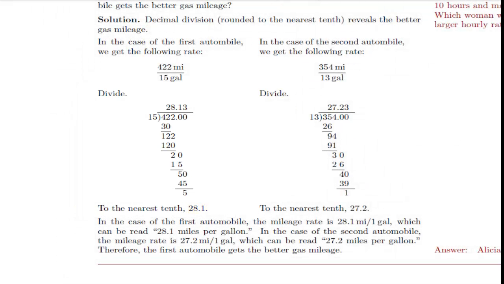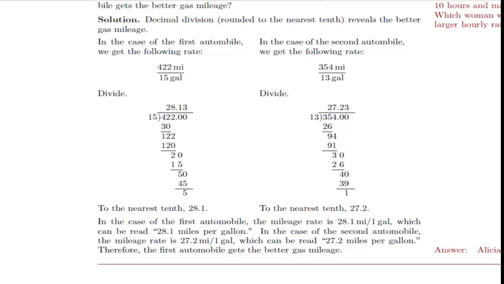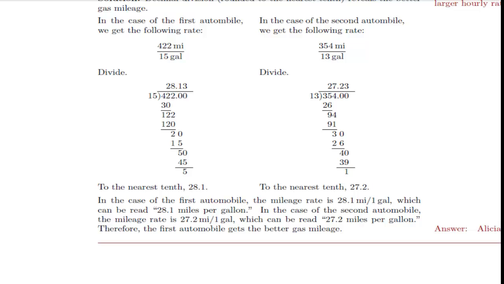In the case of the second automobile, we get the following rate. 354 miles over 13 gallons, divide 354 by 13 to get 27.23, rounding to the nearest tenth, 27.2. In the case of the first automobile, the mileage rate is 28.1 miles per 1 gallon, which can be read 28.1 miles per gallon. In the case of the second automobile, the mileage rate is 27.2 miles per 1 gallon, which can be read 27.2 miles per gallon. Therefore, the first automobile gets the better gas mileage.